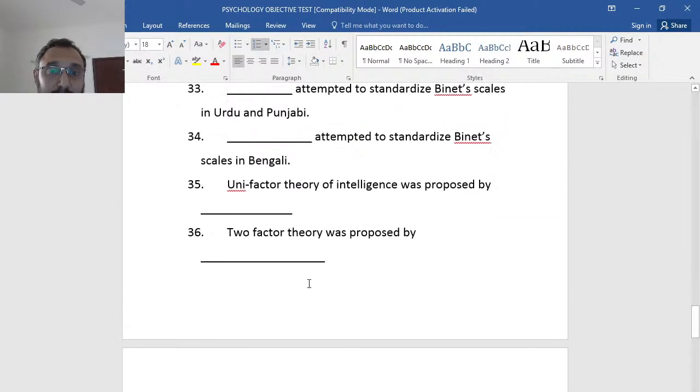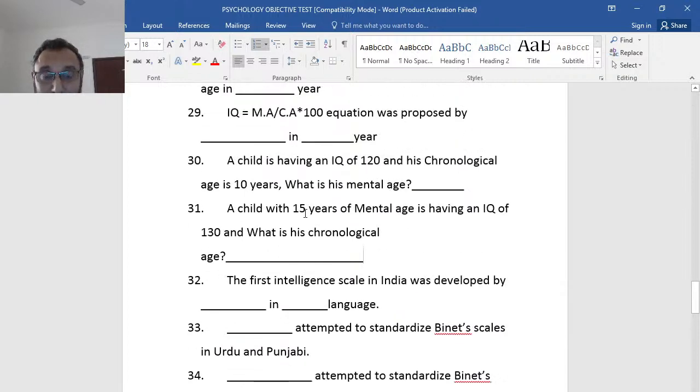I'm sorry to go back again to question number 31, my children. A child with 15 years of mental age is having an IQ of 130. What is the chronological age, you see? Mental age is 15 years, then his chronological age is 11.5 or 8. You can work it out and you will get the exact answer, my children here. So please try to check this type of equations also and you will get the answer in a clear-cut way.